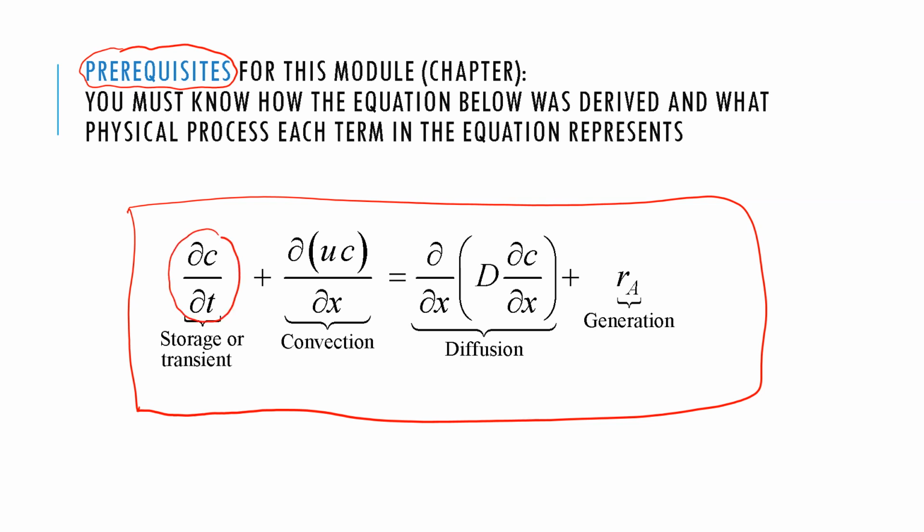Here is the storage or the transient term, and this is the term due to bulk flow. Notice it has a velocity u. This term represents diffusion, and finally this one represents generation, which in the context of mass transfer has to do with either generation or depletion of species, typically from chemical reactions.